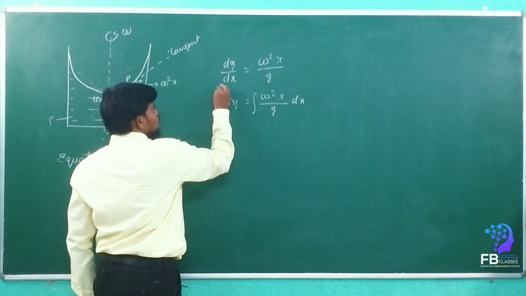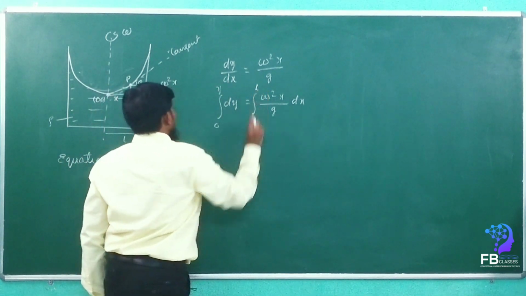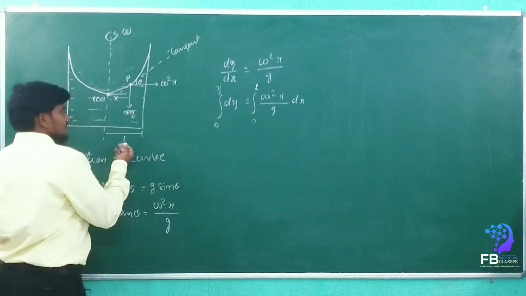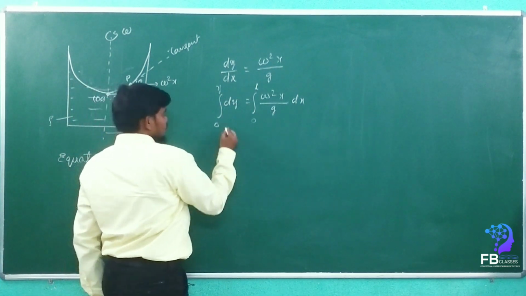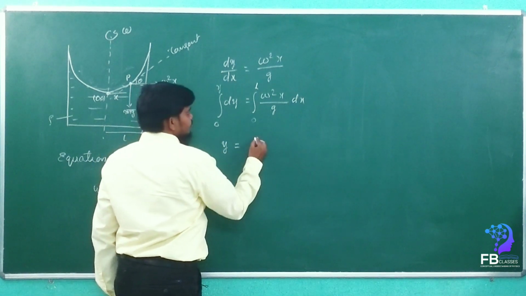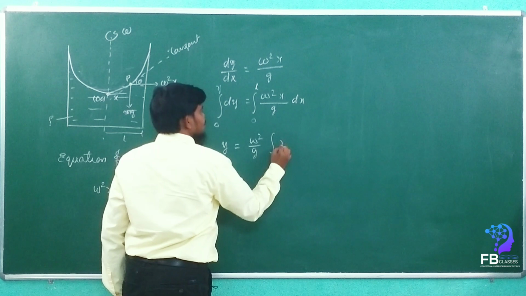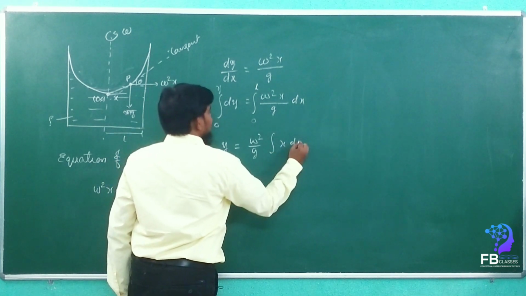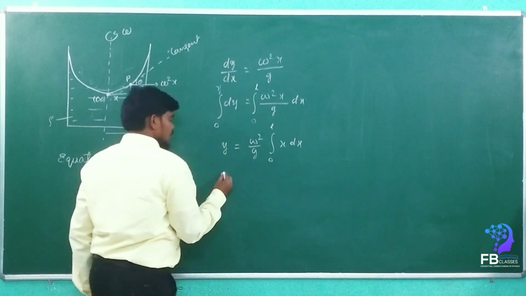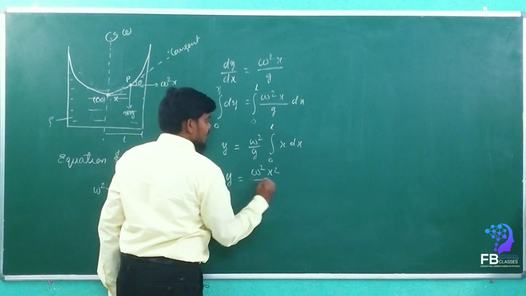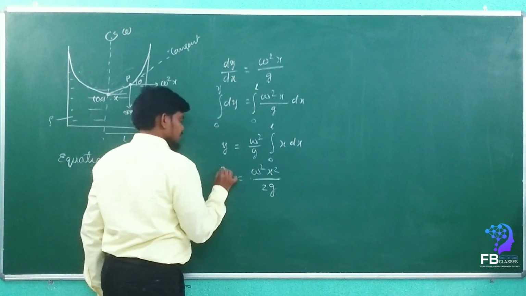So it is from 0 to y, and this is from 0 to, let it be considered, if you take it as L, R, whatever it may be. So if you take it as L, we can take it here. So now y is equal to, now what will happen? Omega square by g, integration of x dx from 0 to L. Now y is equal to omega square x square by 2g.